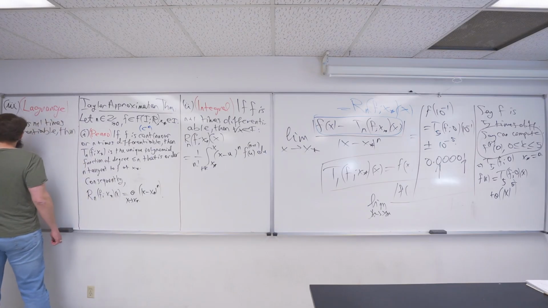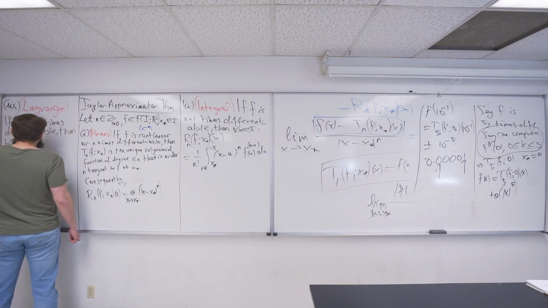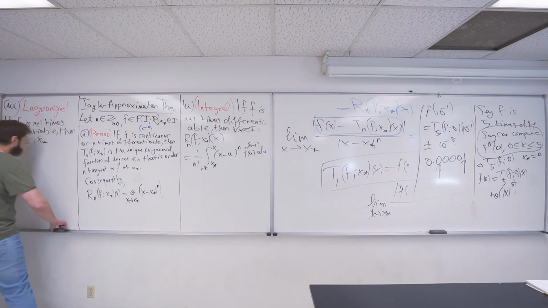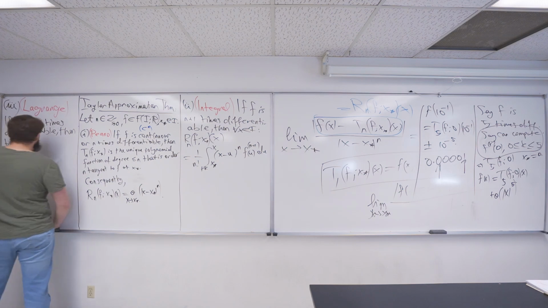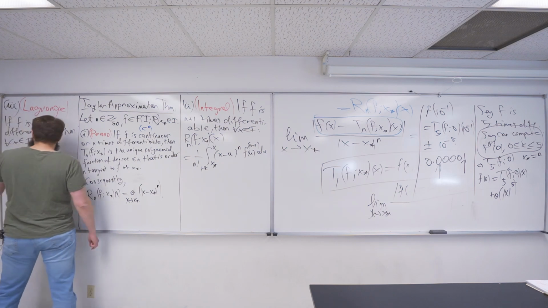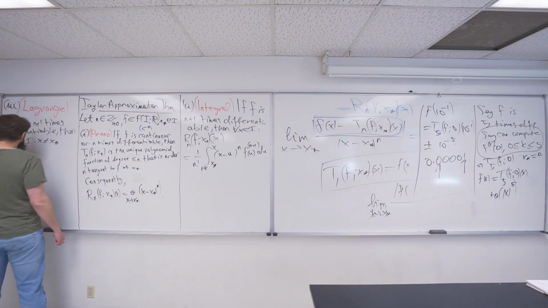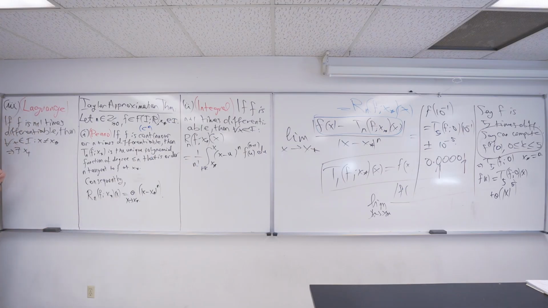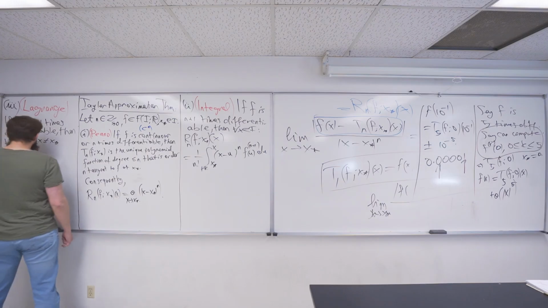Then for any x in I, if x is not the same thing as x star, this implies there is some new point, x dagger, strictly between these 2 points.